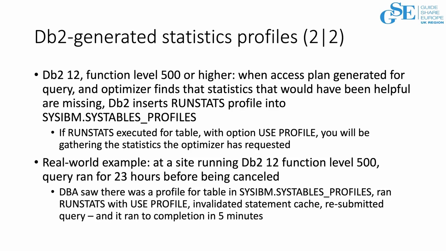If you run the RUNSTATS utility for that particular table, and you do not specify any statistics gathering options and just specify USE PROFILE, then RUNSTATS will pull that profile out of the SYSTABLES_PROFILES table, and it'll generate the statistics that the optimizer is looking for.